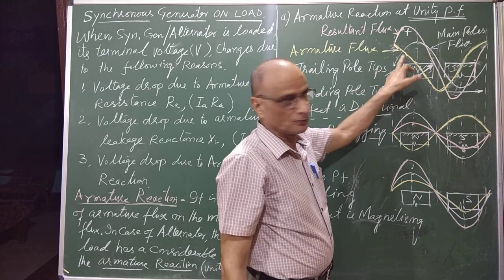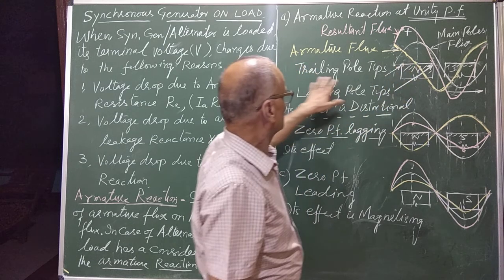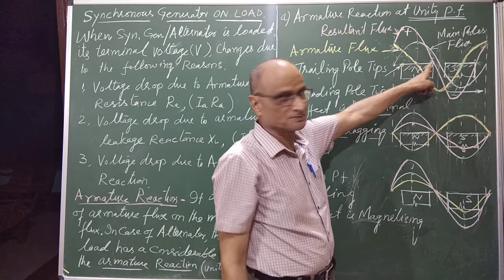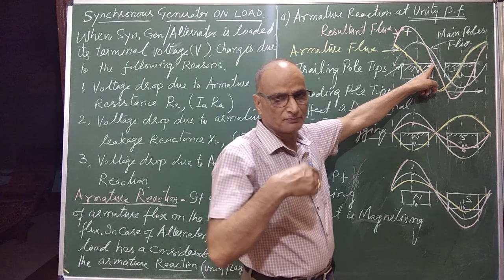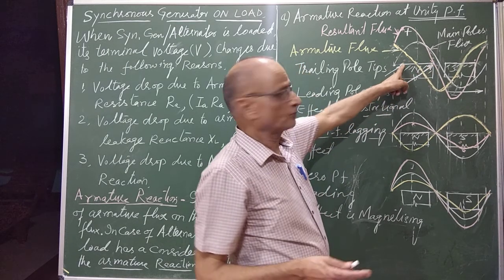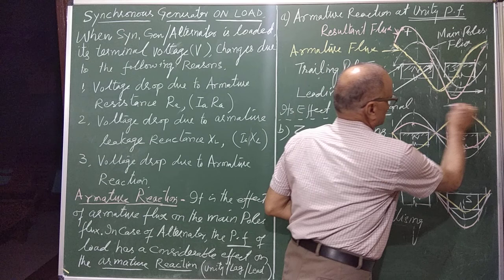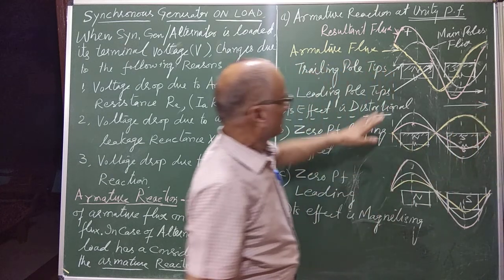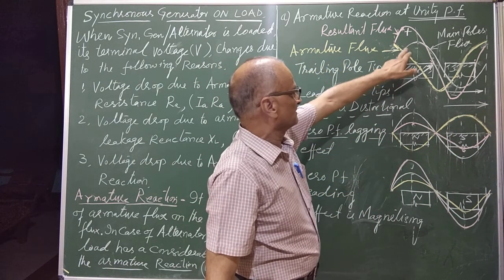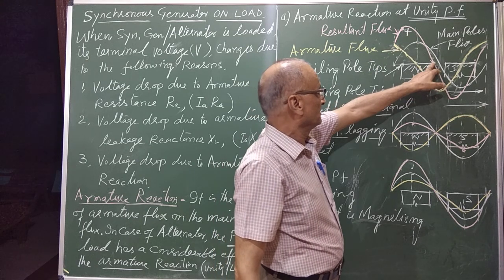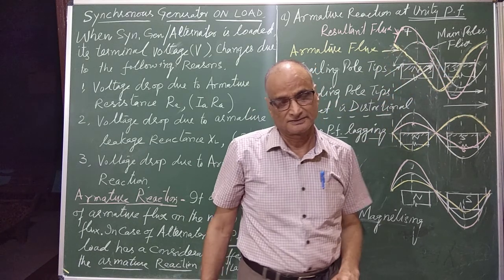These two tips of the poles are called the trailing pole tip and the leading pole tip. Leading pole tip means the tip that comes first, trailing pole tip means the tip that comes later. And it is mostly on this side. And we say that flux at the trailing pole tip is increased, flux at the leading pole tip is decreased.